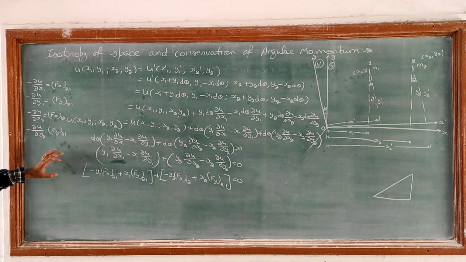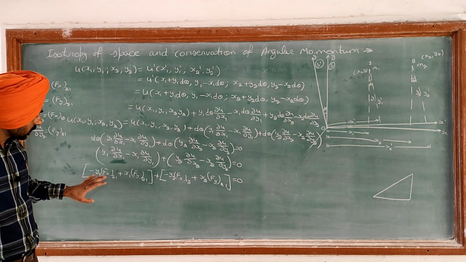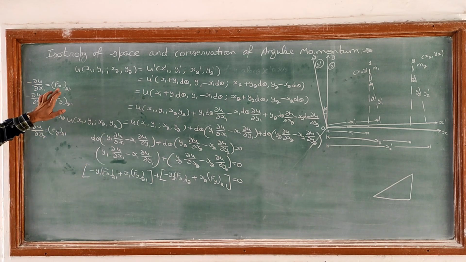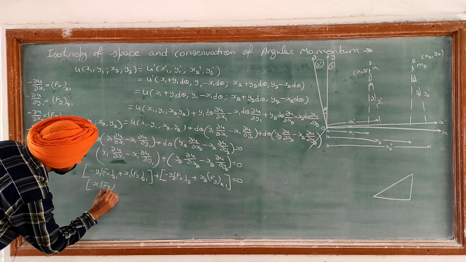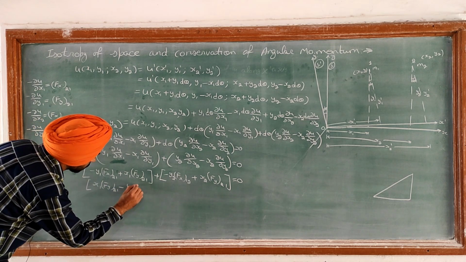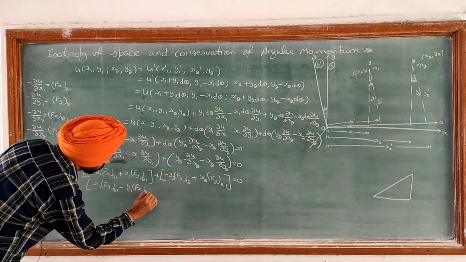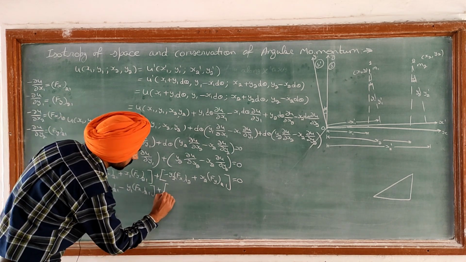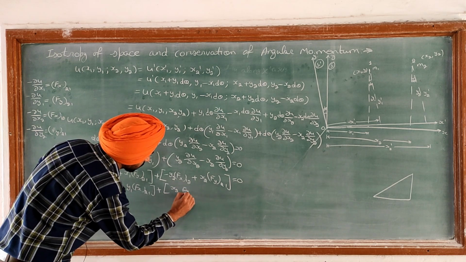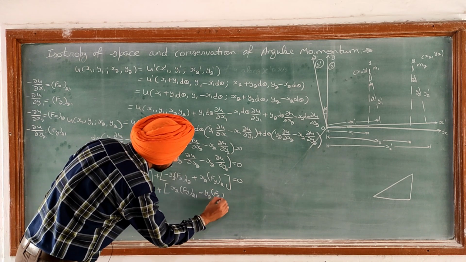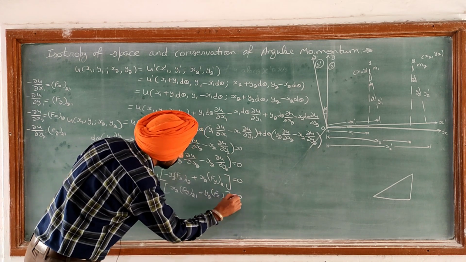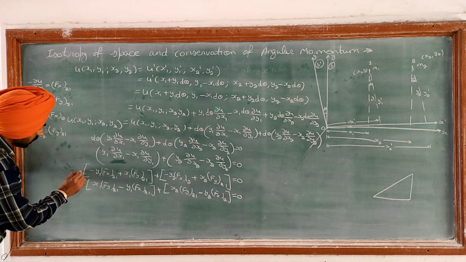So I had substituted the value of ∂U/∂x as negative fx, because force is the negative gradient of some scalar function, which is the potential energy. Now I will rearrange this expression as x1 fy21 minus y1 fx21 plus x2 fy21 minus y2 fx12 is equal to 0. So I had rearranged this expression like this.